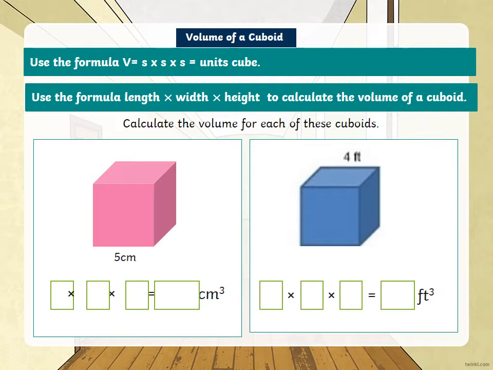So, calculating for cube. Now, cubes are made up of squares, and squares always have the same side. And so now we have a cube that is 5 centimeters. That means that the length, the height, and the width will be 5 centimeters. So therefore, we have to multiply 5 times 5 times 5. And let's see what the answer will be. Okay? 5 times 5 times 5 gives us 125. And remember, our measurement is centimeters and volume is in cube.